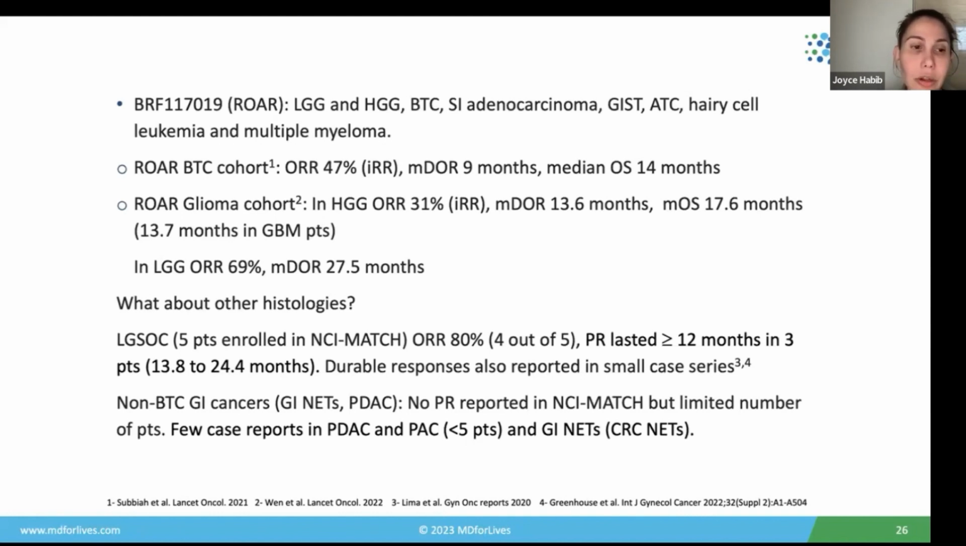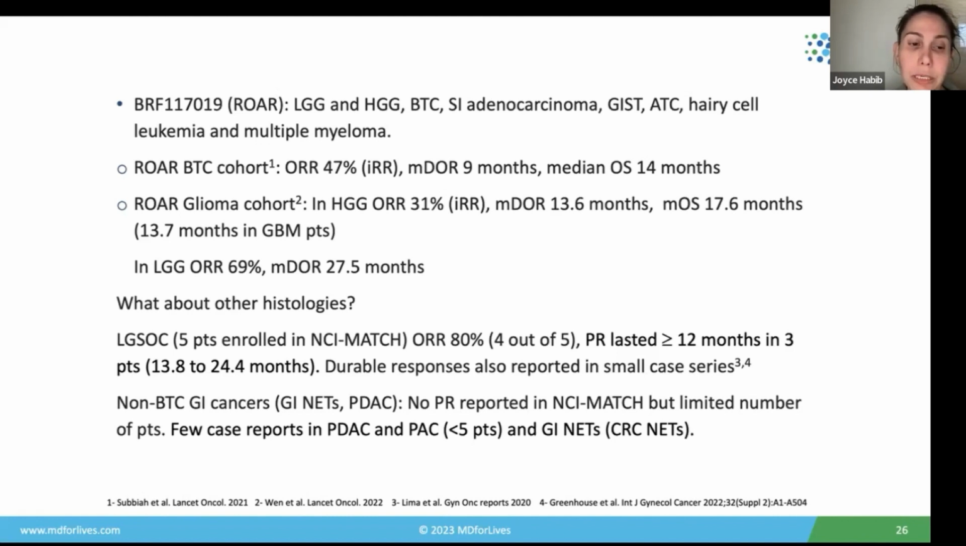What about other histologies? In the MATCH trial, there were 5 patients with low-grade serous ovarian cancer, and there was impressive activity as well as durable activity for these patients. This was also substantiated in other case series, showing that if you find these mutations in low-grade serous ovarian cancer, you have impressive activity and durable responses.